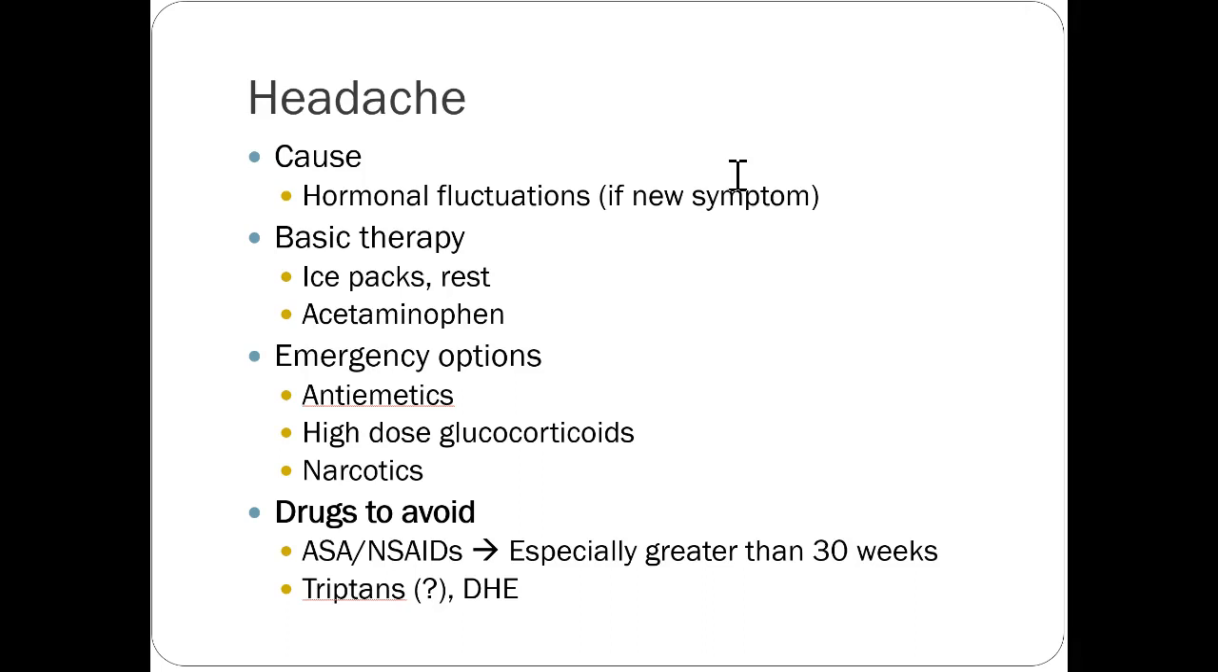High-dose glucocorticoids can be useful for stopping a migraine in severe cases. And ultimately, if the pain's really bad and you want to go there, narcotics are relatively safe in pregnancy. So you could give a patient some acute dosing of hydromorphone or morphine or whatever it may be.